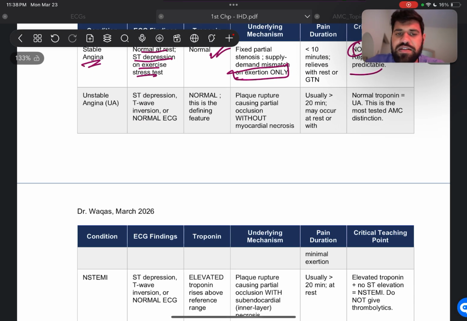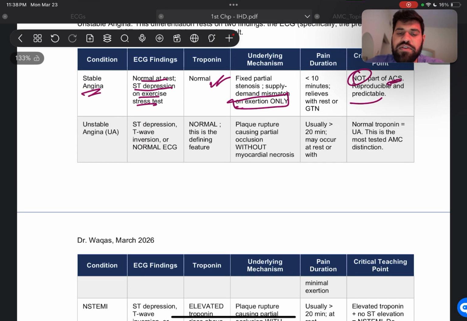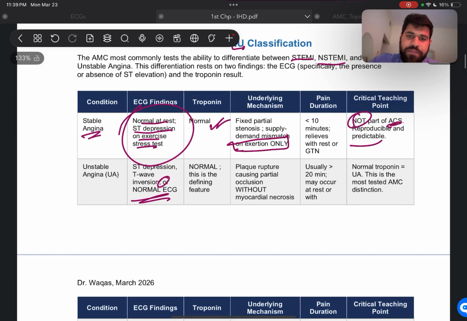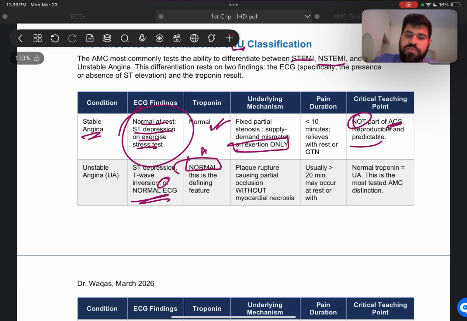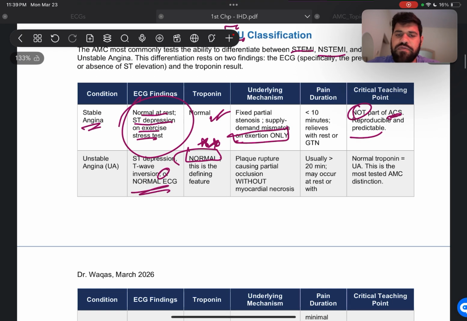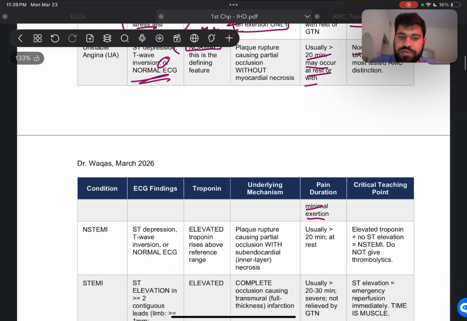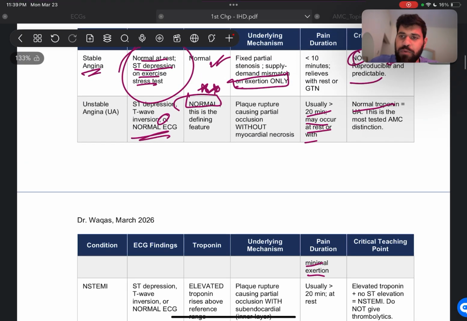Now moving on to unstable angina, there's ST depression, T-wave inversion, or a normal ECG. Whereas in stable angina, we had ST depression only while exercising or under stress. And troponin is normal. This is an important point, because when we differentiate within the SNU classification, we can differentiate using the troponin as well. This is the most tested AMC distinction. Usually pain is more than 20 minutes and may occur at rest or with minimal exertion. All right, that was unstable angina.